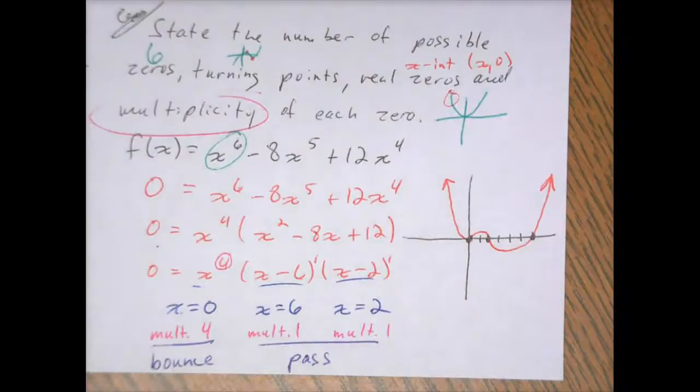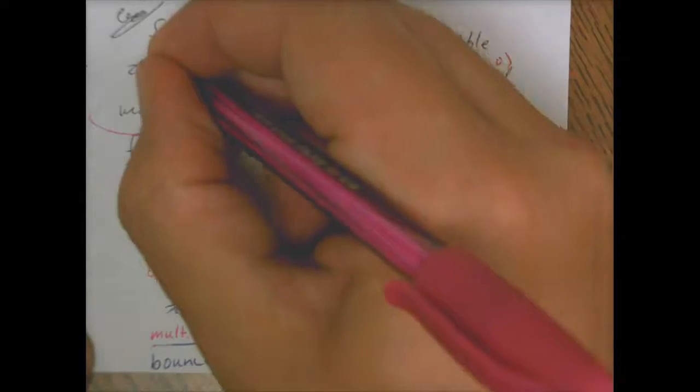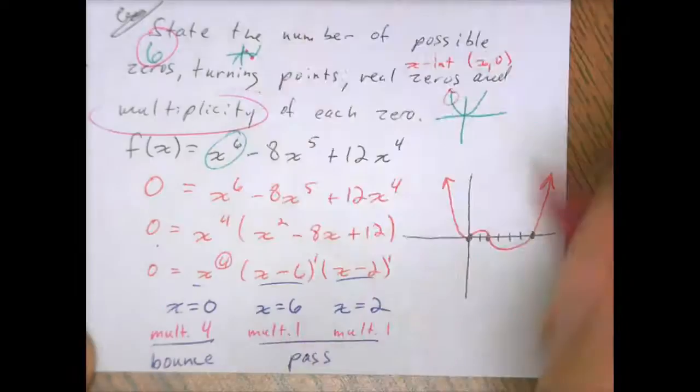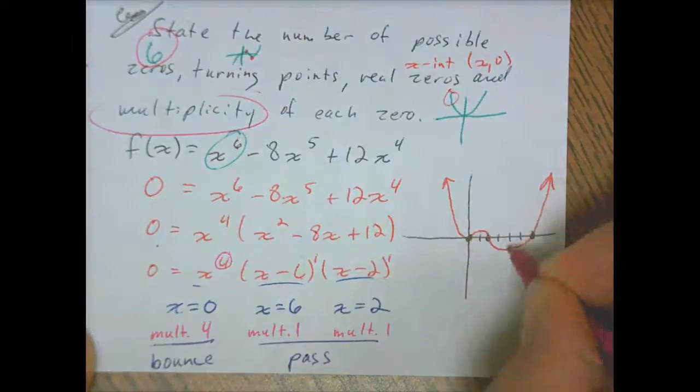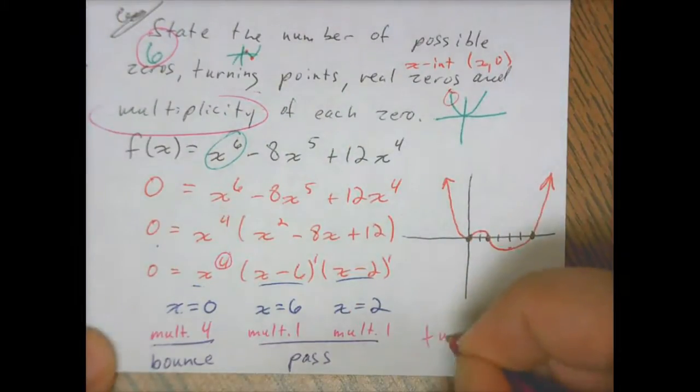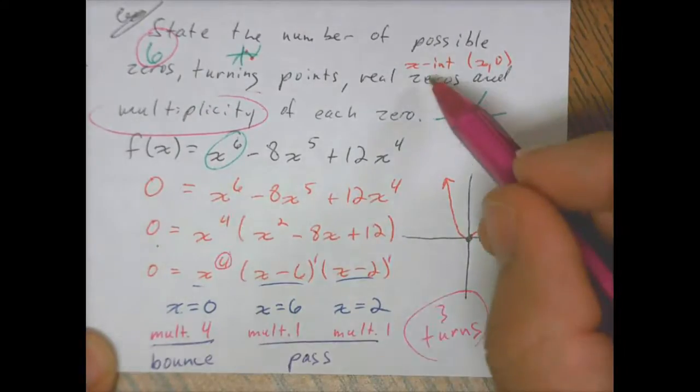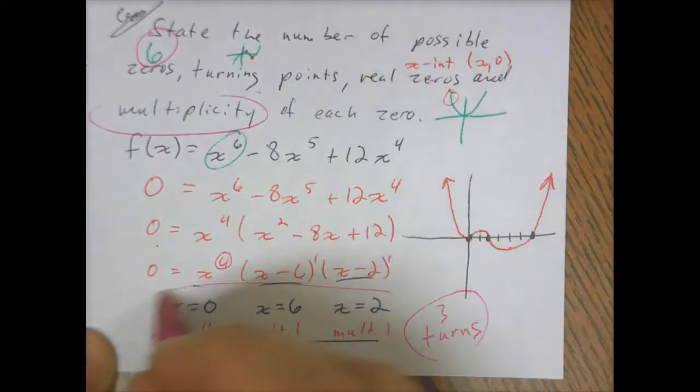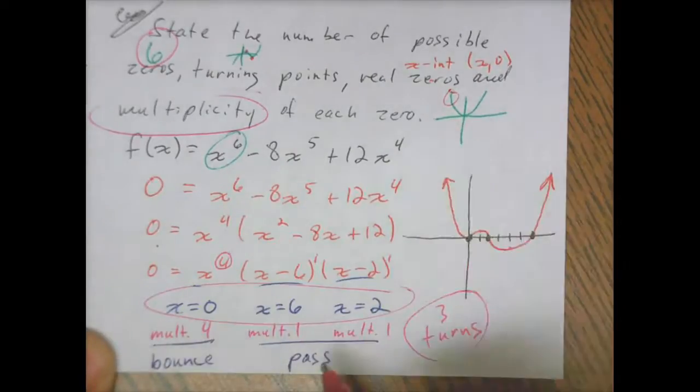And now for our turning points, that's the only thing we haven't talked about yet. We found our possible zeros. There are 6 of them. Turning points, it looks like I have 1, 2, 3 turning points. So I have 3 turns. My real zeros were my x-intercepts, and the multiplicity of each was this part right there.